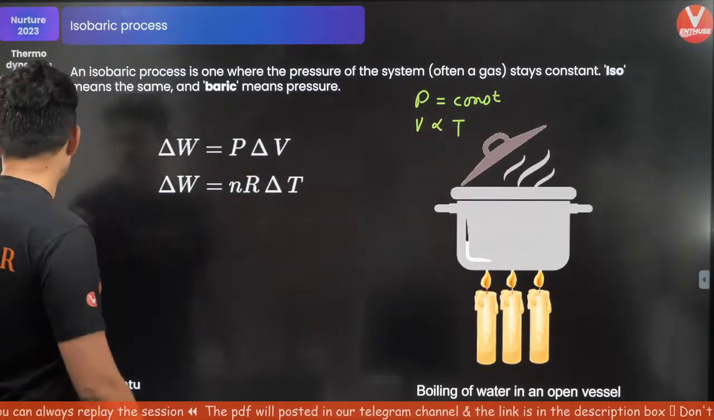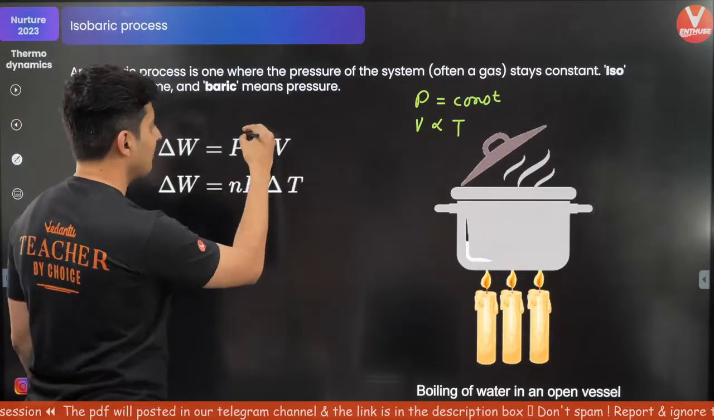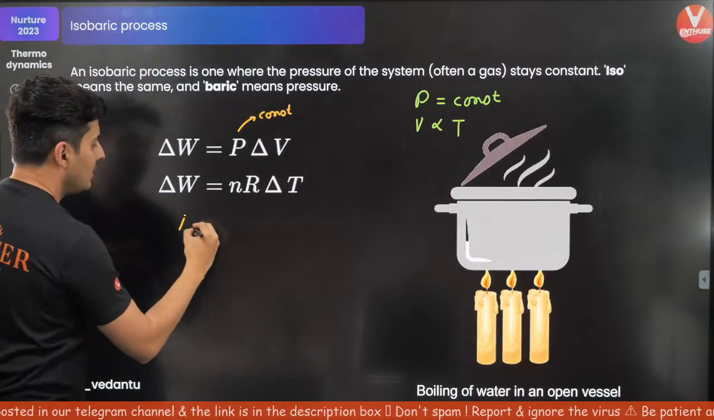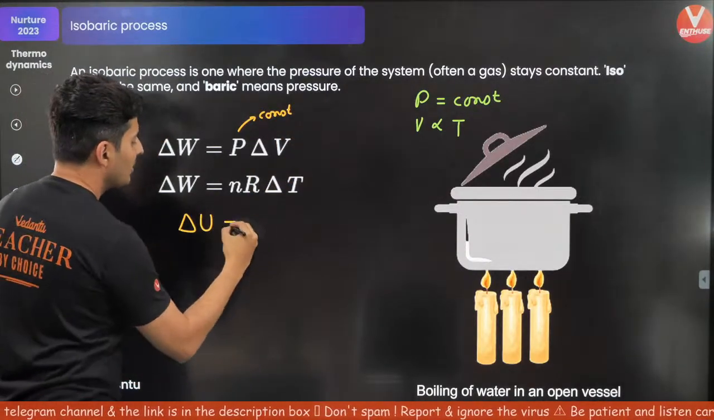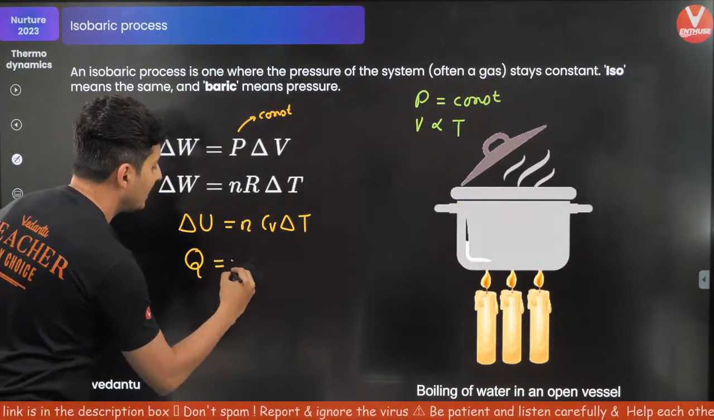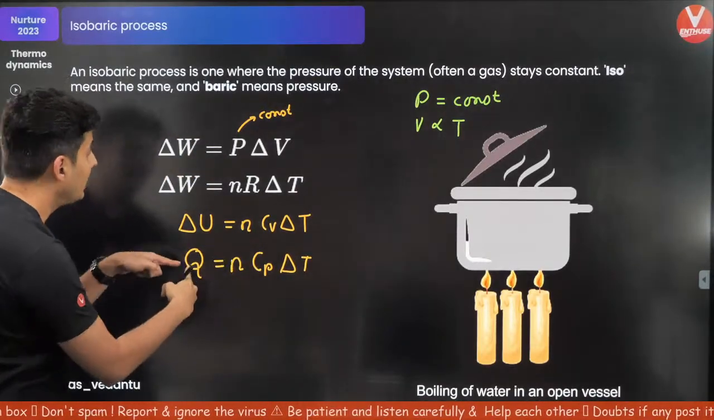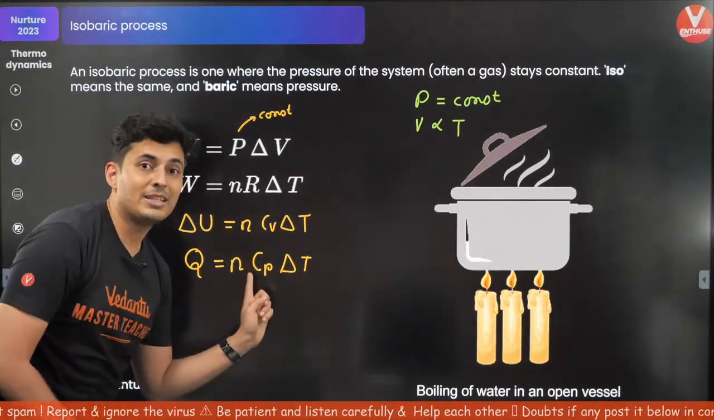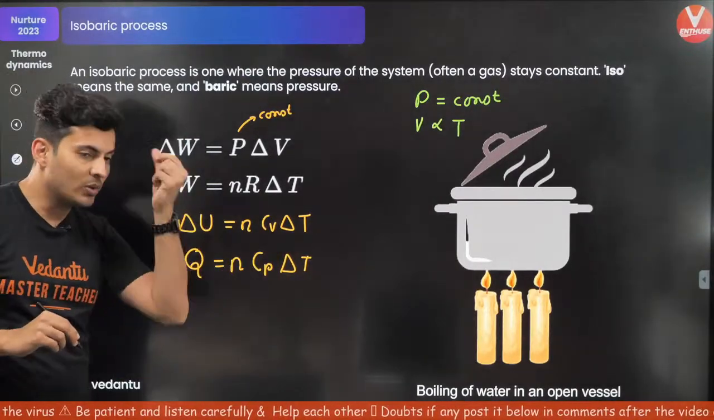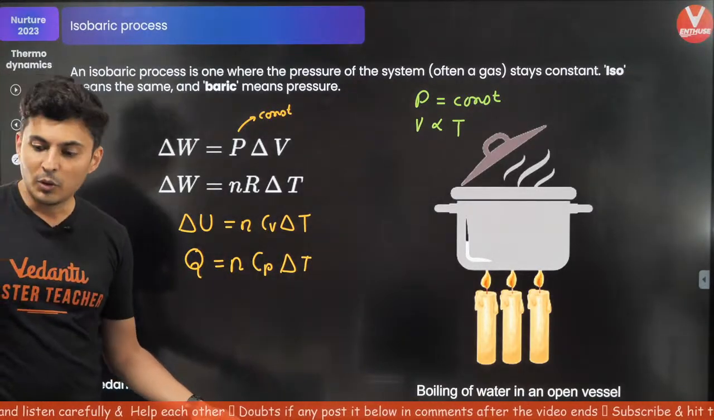And also remember one more thing over here. Work done is P delta V because P is constant, remember, there is no need of integration. Delta U is always nCv delta T, and Q by definition is nCp delta T. Notice the difference. It's an isobaric process, so C will be Cp, specific heat capacity at constant pressure. Got it? I hope this is clear.